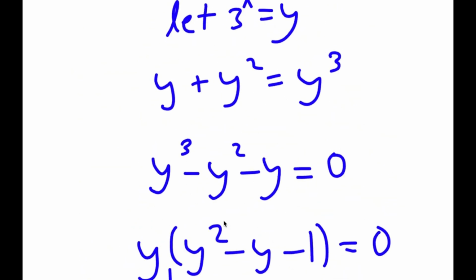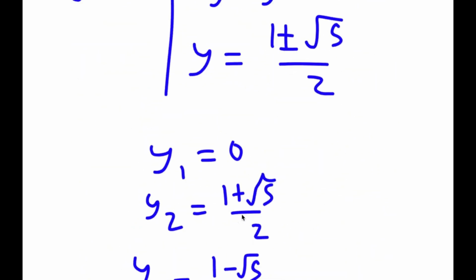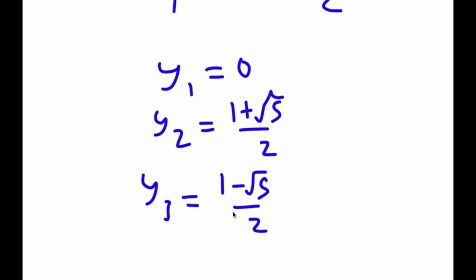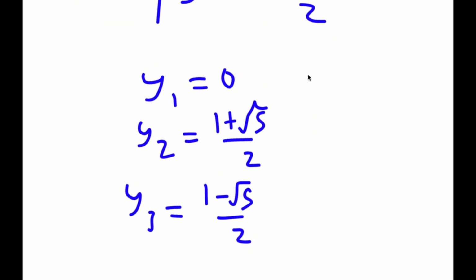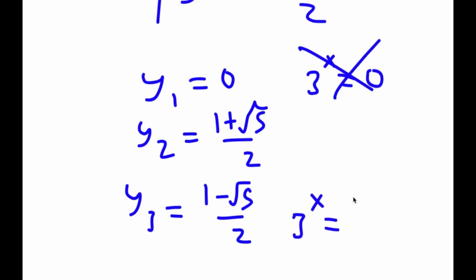Now remember how we set 3 to the power of x equal to y. So I have 3 to the power of x is equal to 0. This is our first value of y, and you can't take the power of a number and make it equal 0, so this is wrong. Now I have 3 to the power of x is equal to 1 minus the square root of 5 over 2, and 1 minus the square root of 5 is going to be a negative number, and you can't take the power of a positive number and make it a negative number, so this is wrong as well.